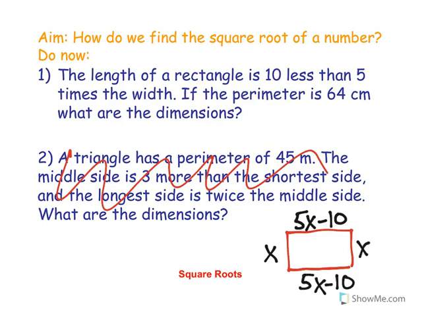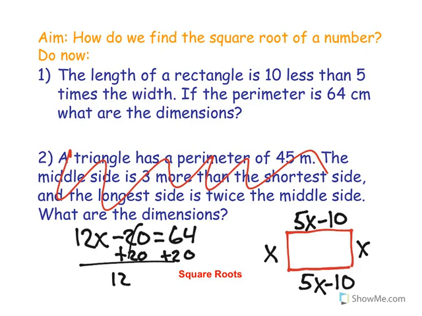So the perimeter, right, the sum of all 4 of these expressions is 64. Now what happens when I add these expressions? Well, I have x plus 5x plus x plus 5x gives me 12x. And negative 10 plus negative 10 is negative 20. And that's equal to 64. So that should be easy enough to solve. All right, I get 12x equals 84. I'll divide both sides by 12, giving me x is 7.